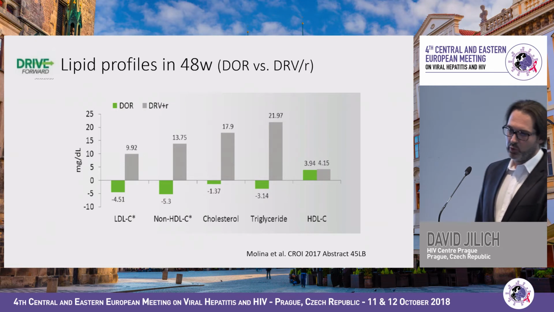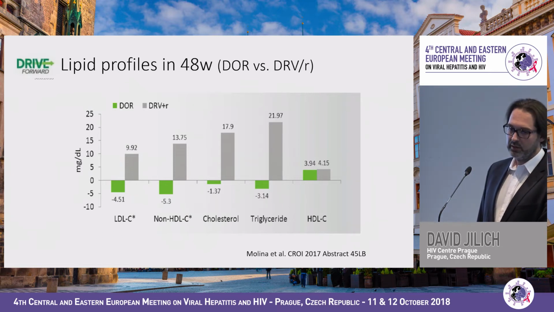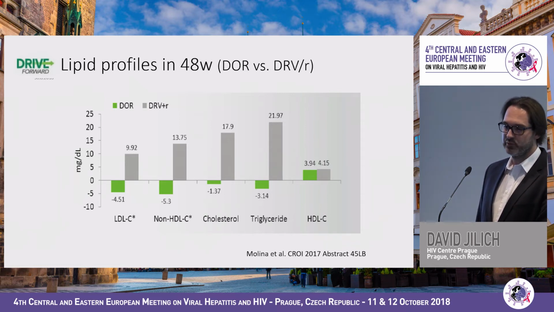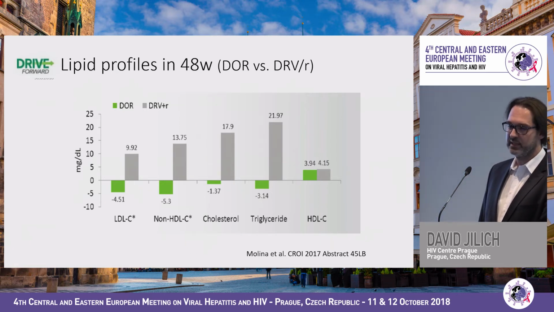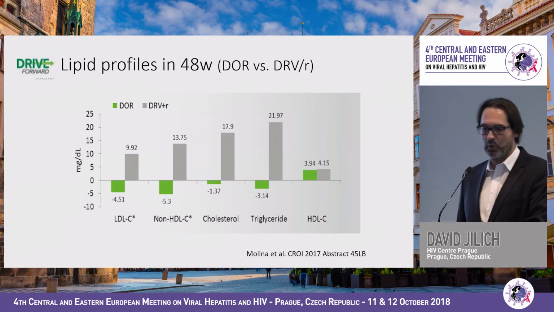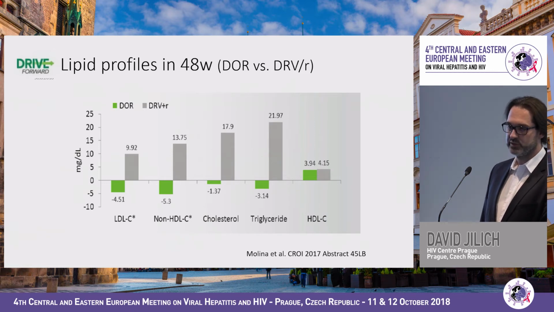I will spend a few more seconds within the group of non-nukes. There is a new kid on the block called doravirine, which has now been registered for less than 2 months in the US for the treatment of HIV-positive patients. It's also a non-nuke, and on this slide, coming from the DRIVE-FORWARD study, we see a promising and positive lipid profile of doravirine in comparison with the traditional PI, which is darunavir boosted with ritonavir.